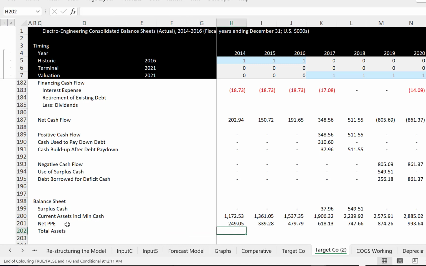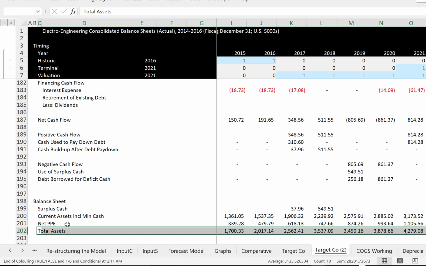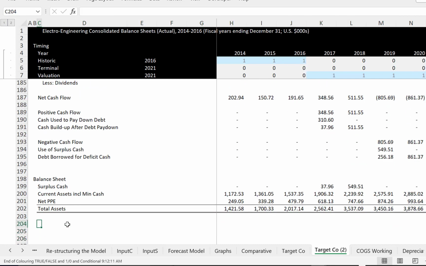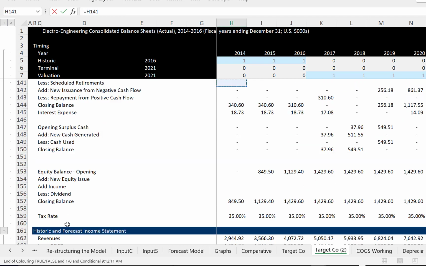Okay, and let's press alternate equal. And when the balance sheet doesn't balance, you notice I said when, I didn't say if. When it doesn't balance, and then we have current liabilities. Okay, and we put our current liabilities in here.